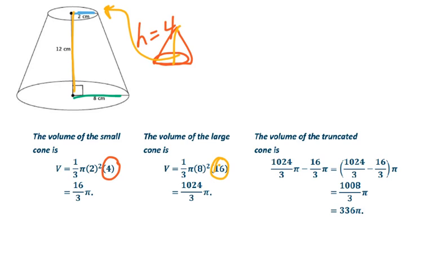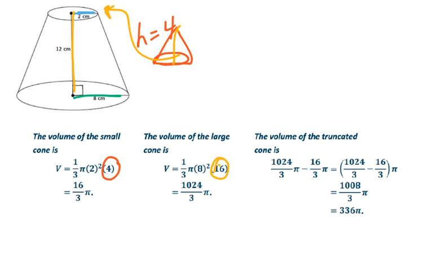So we're going to subtract the part that was taken off, so you will subtract the 16/3 pi from the 1024/3 pi, and that's going to give you 1008/3 pi. Fortunately, that actually cleans up, which is nice. And that gives you 336 pi.